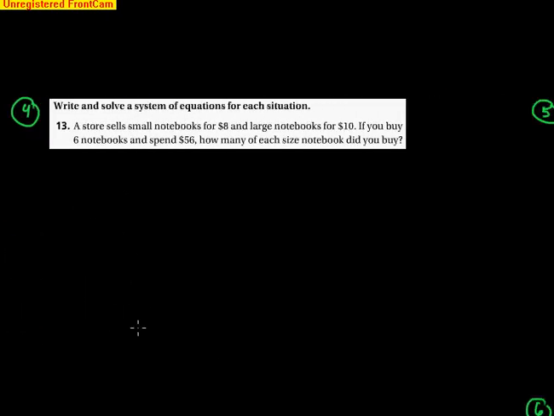4, here we go. Write and solve a system of equations. A store sells small notebooks for $8 and large notebooks for $10. If you buy 6 notebooks and spend $56, how many of each size notebook did you buy? When you are looking for the variables, which is the first step, you look for the question. The question has the question mark. So x and y, how many of each size notebook? X is going to be the number of small notebooks. Y will be the number of large notebooks.